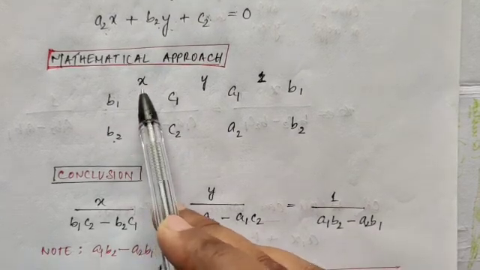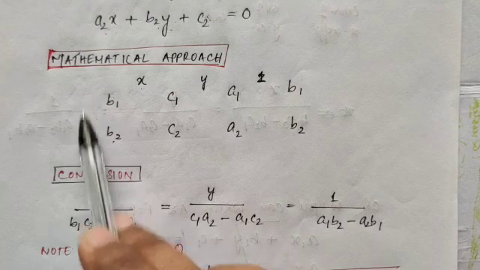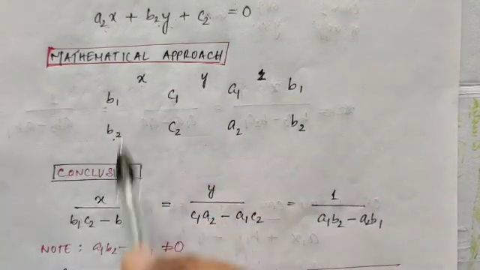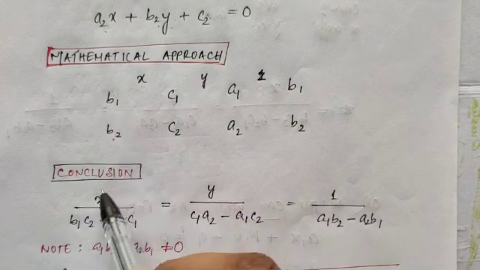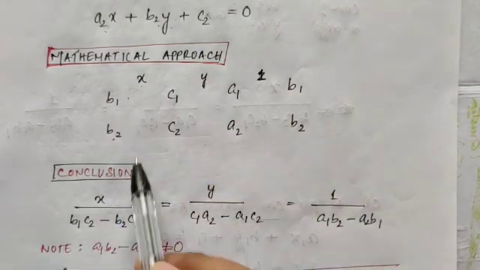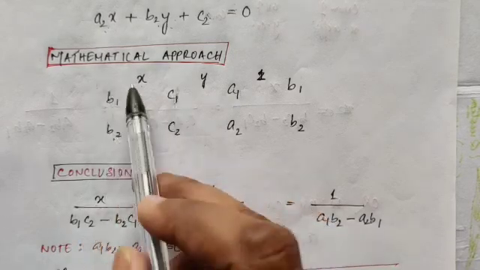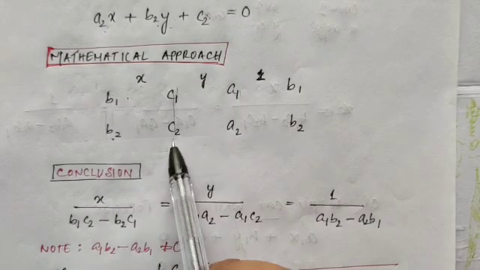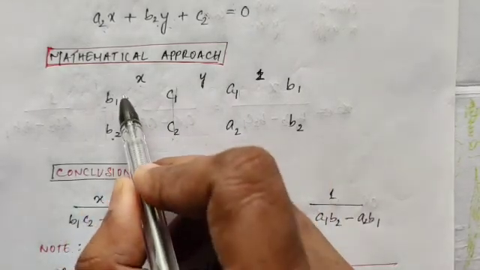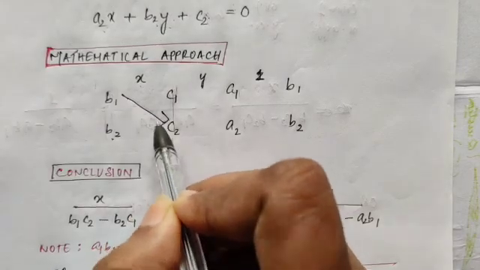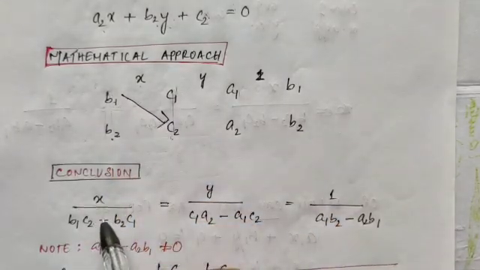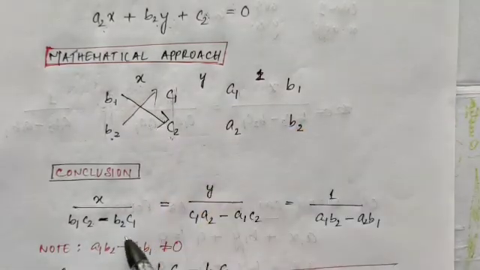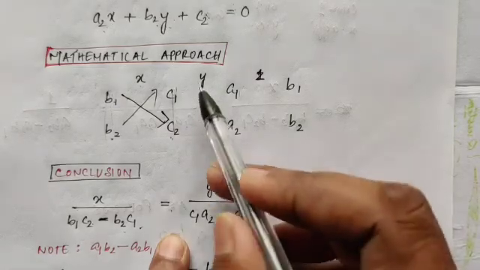Now the value of x you can get in this way. From this chart or pattern you can get the conclusion as follows. x is divided by these two columns. To get the value of x you have to use these two columns, that means the coefficient of y column and the constant column. So you have to cross multiply, always from up to down. So b1 into c2, and it will be separated by always a minus, keep this in mind, minus b2 into c1. This is equal to the next term, y.